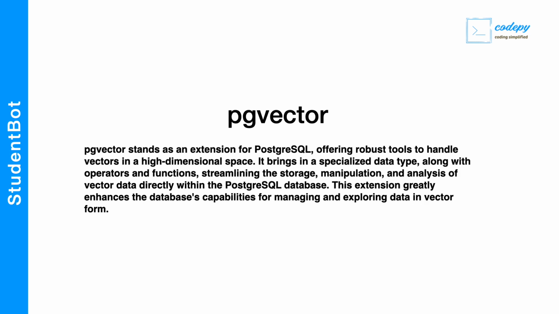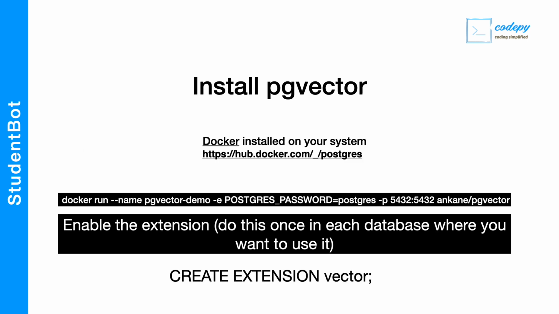PG Vector. PG Vector stands as an extension for Postgres, offering robust tools to handle vectors in a high dimensional space. It brings in a specialized data type along with operators and functions, streamlining the storage, manipulation, and analysis of vector data directly within the Postgres database. Finally, how do you install PG Vector?